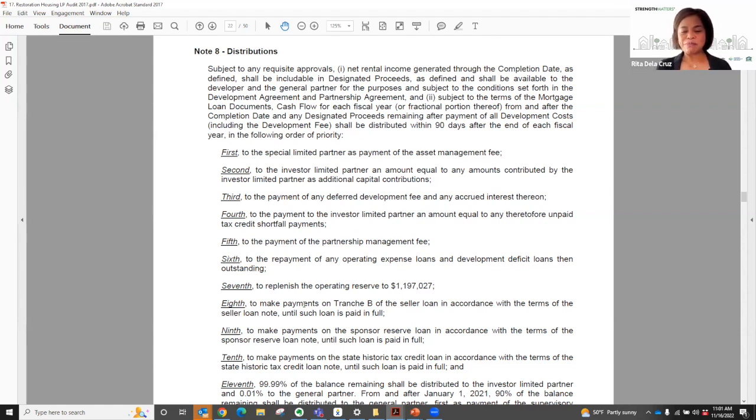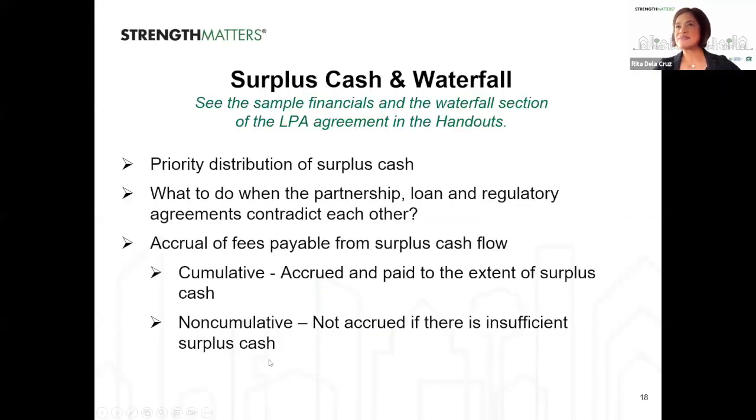So what do you do when the partnership, loan, and regulatory agreements contradict each other? Let's go back to the slides. So what do you do when it's contradicting? And I find that it's contradicting most of the time. There are very few cases where you can just get the partnership agreement's priority distribution and that's the one that everybody will be okay to follow. Doesn't happen all the time. Usually everyone is fighting on what's their surplus cash and how to get to that number.